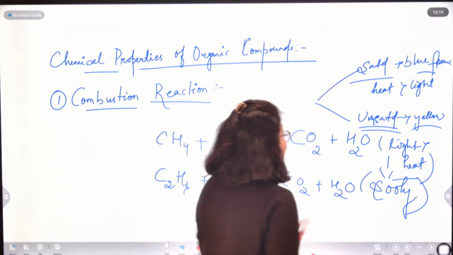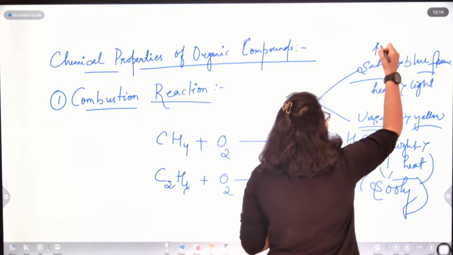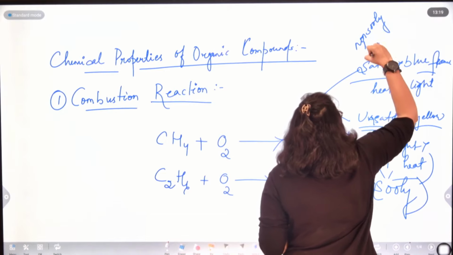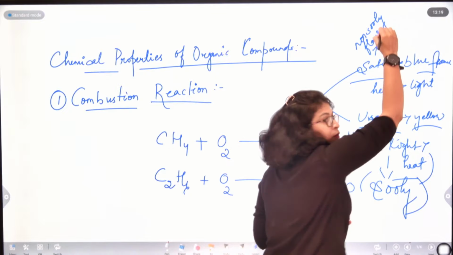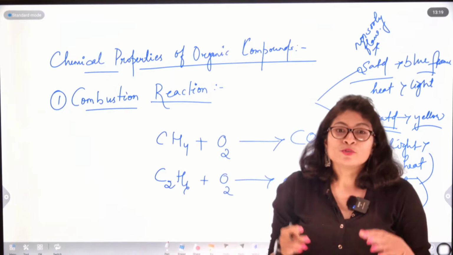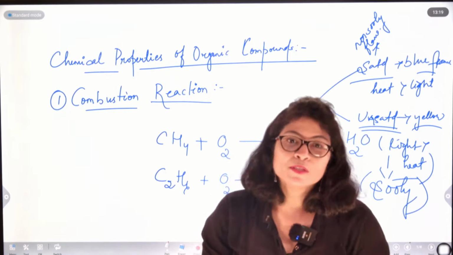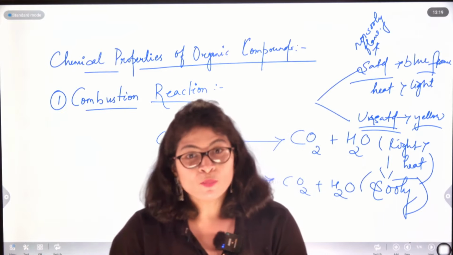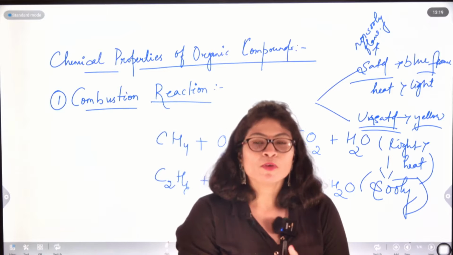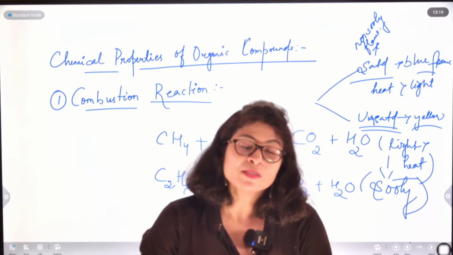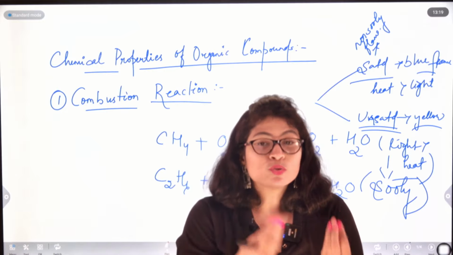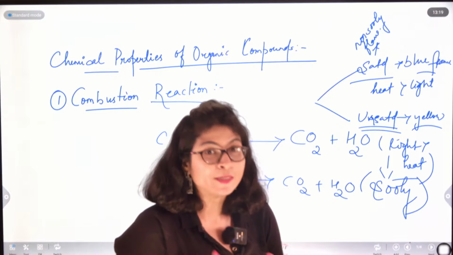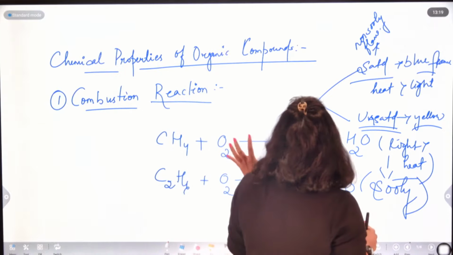Now if I say saturated hydrocarbons, they burn with a non-sooty flame. So what we concluded: saturated hydrocarbons burn with a non-sooty blue flame and they have more heat content than light. Whereas unsaturated hydrocarbons burn with a sooty yellow flame and they have more light content than heat. Okay, so this was all about combustion reaction.